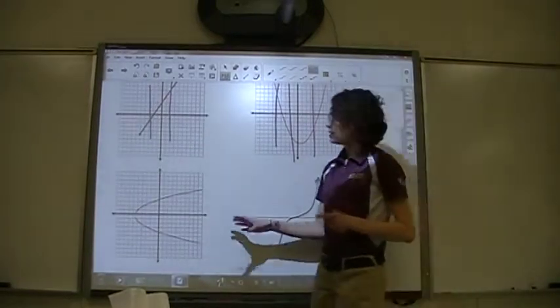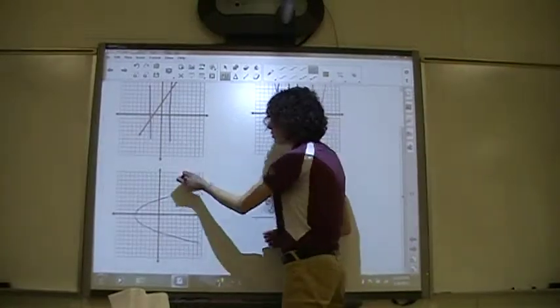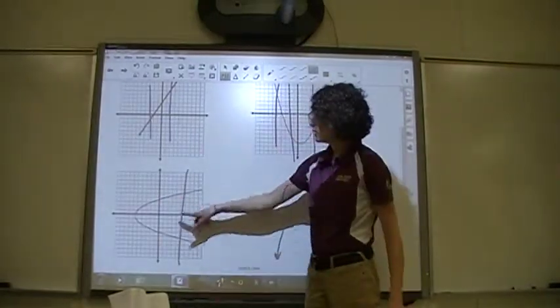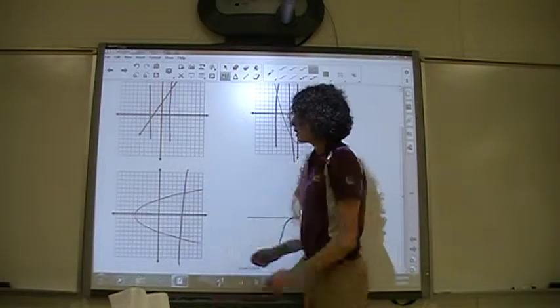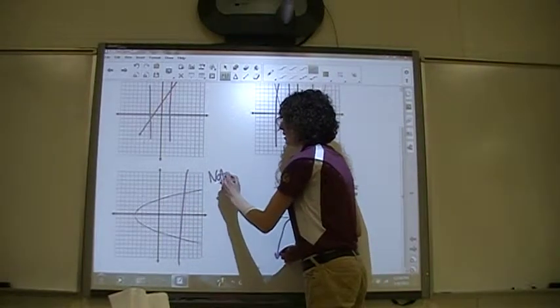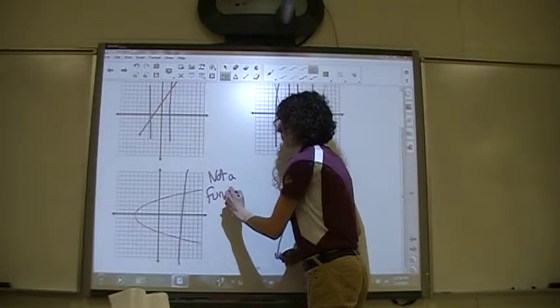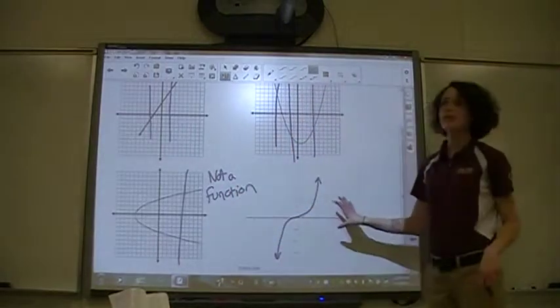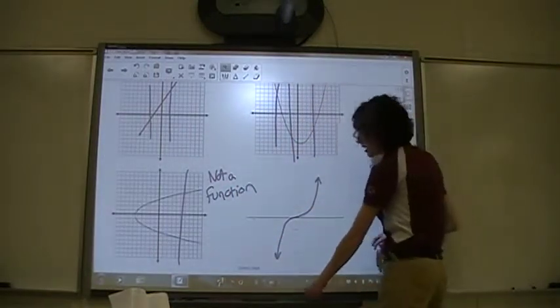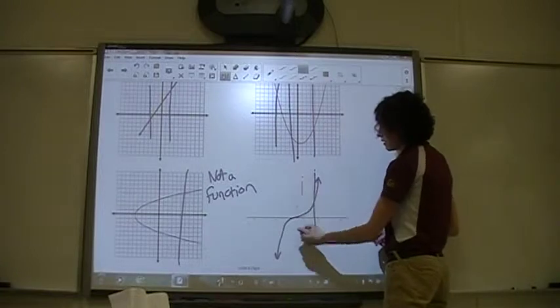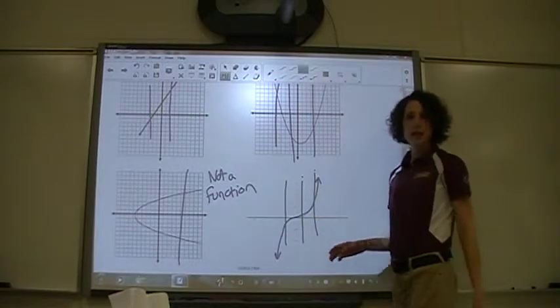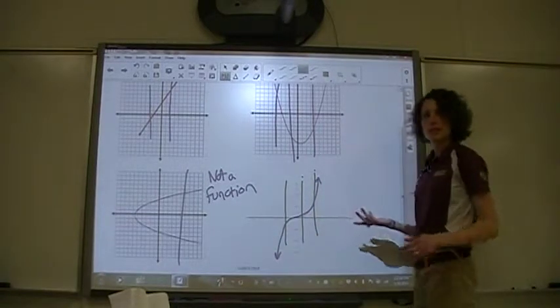Now if you have a parabola that's actually turned sideways, if we draw a vertical line, it hits both times here. So that means this is not a function. And then finally, if we use the cubic function, if you draw a vertical line anywhere, it only hits that line once. So that means that this is a function.